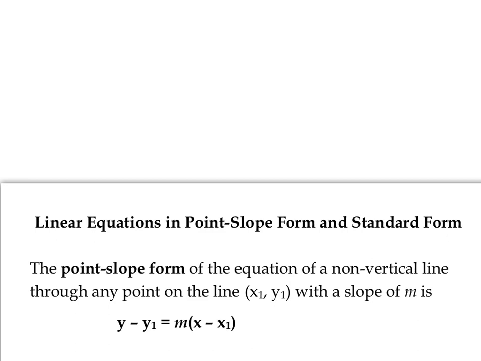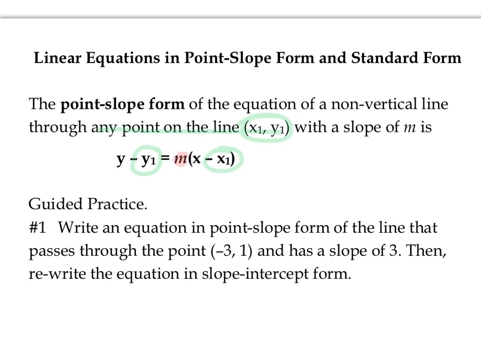And any point on the line we'll call our x1 and y1. That just represents the x and y values. And it's going to go in here, y minus y1 equals m times x minus x1, with our slope still here as the m outside the parentheses with the x minus x1. So we're going to see how we can actually use this to turn it into slope-intercept form as well.